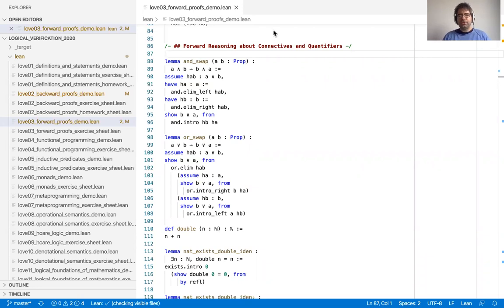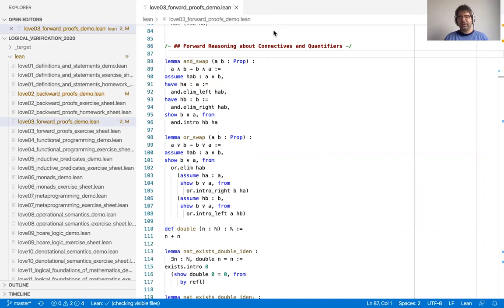Okay, so now I'm going to show how to reason about connectives and quantifiers. These are always extremely important. And we saw in the previous lecture how to reason in a backward fashion. Now we have the tools to reason forward.